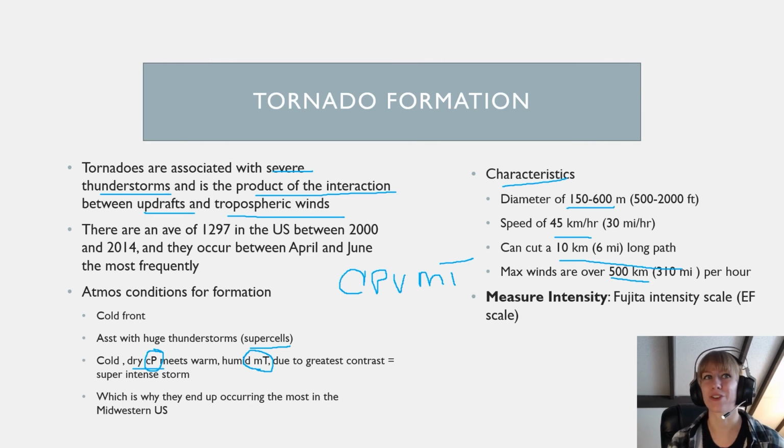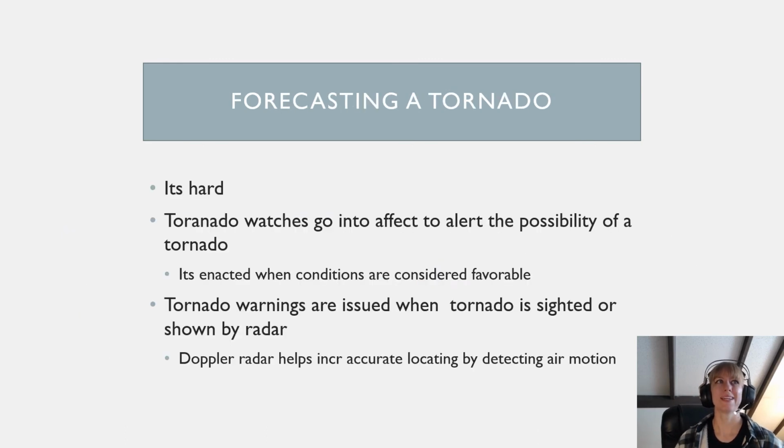And how do we measure them? We measure them with the Fujita Intensity Scale, which is known as the EF scale. So it is very, very hard to forecast tornadoes. Some factors may cause one tornado to form, but not other tornadoes to form. So a Tornado Watch is going to alert the possibility of a tornado, and it's usually when conditions are considered favorable, like having a supercell thunderstorm. Tornado warnings are issued when a tornado is sighted or shown by radar. Okay, this is where Doppler radar comes into effect. It has helped increase accuracy by locating and detecting air motion.